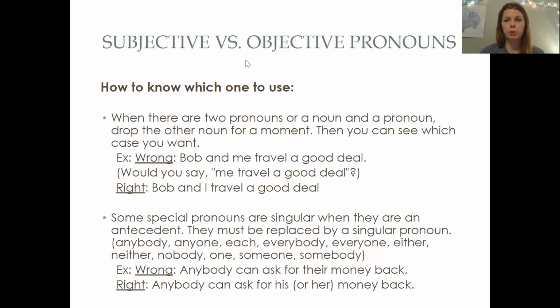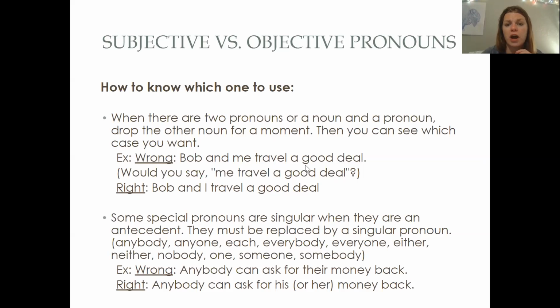Subjective versus objective pronouns. Nominative versus accusative case is another way you could think of that if you're thinking of Latin. When there are 2 pronouns, or a noun and a pronoun, you drop the other noun for a moment, and then you can see which case you want. Here's our example. Wrong. Don't do this one.